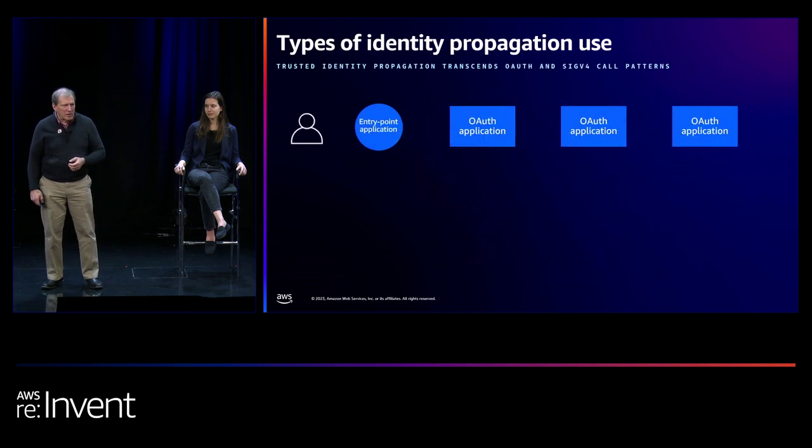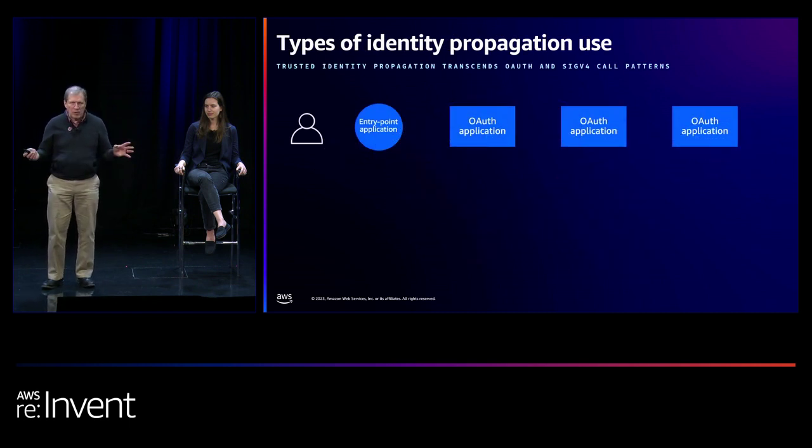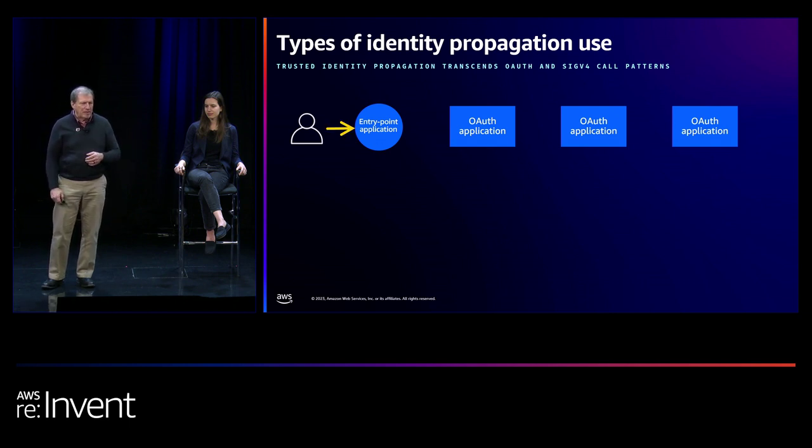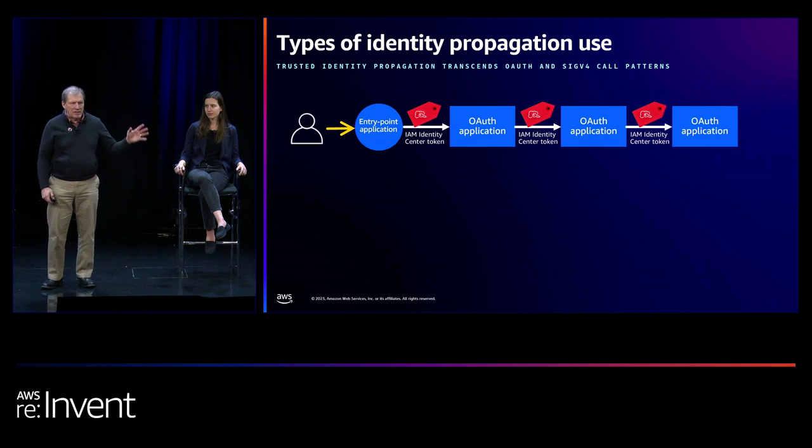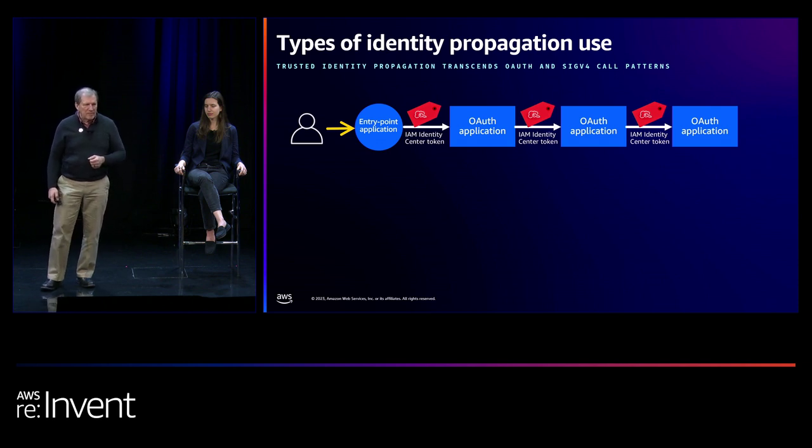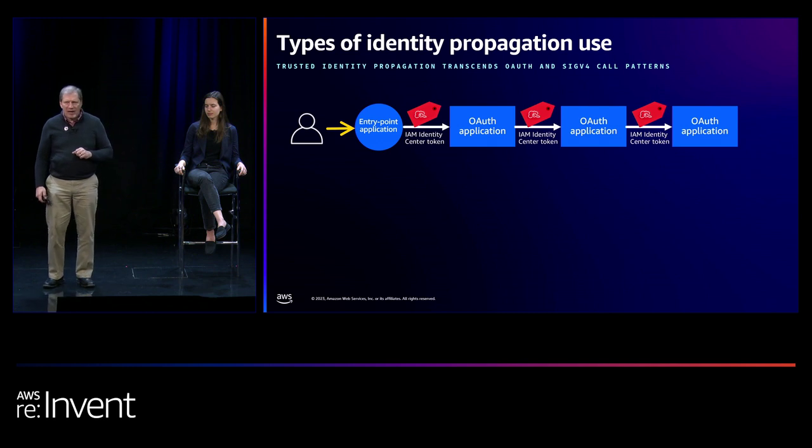Now, in a typical OAuth world, if you have a pure OAuth flow, a user goes to some entry point application, they sign in, they get the token, and then the subsequent applications are just propagating the user identity down to other services. So that's the way it would work in an OAuth world. But how many people have OAuth services that are running natively in AWS? Probably not a lot. Everything's based on SigV4.